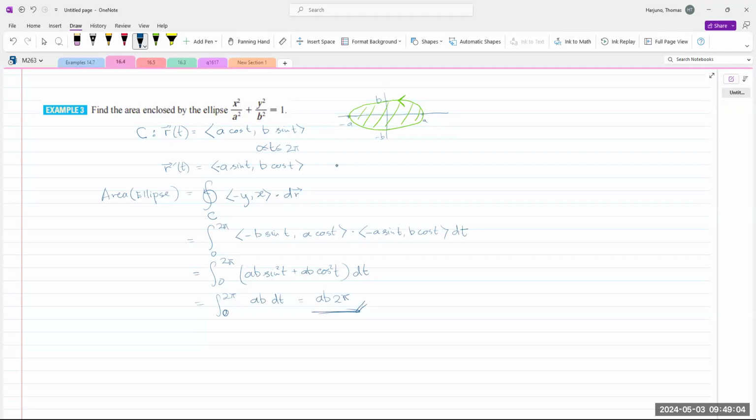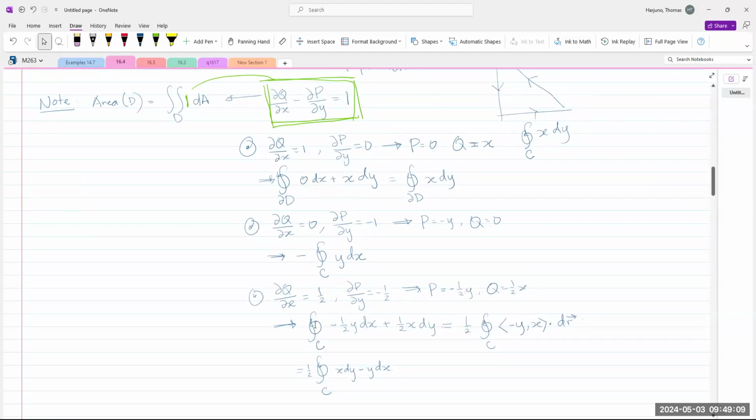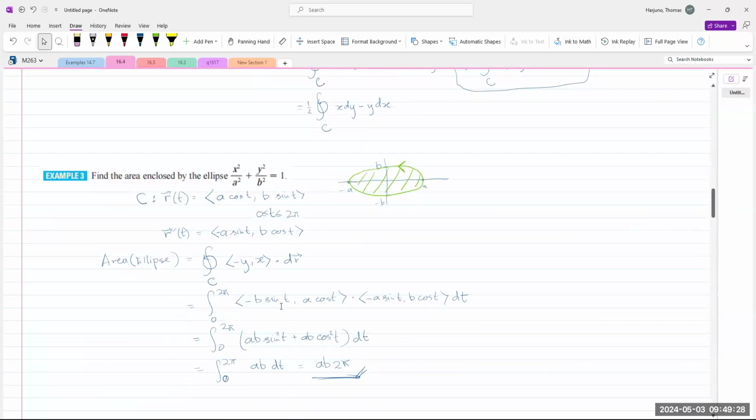Okay. Now we have three different formulas though. How do we know which formulas we can use? You can use this formula or this formula or this formula for the area of region D. Now, I use the third formula because it happens that the derivative and the dr and the combination of negative y comma x happens to give us a nice expression like this. Okay, now that's for example 3.